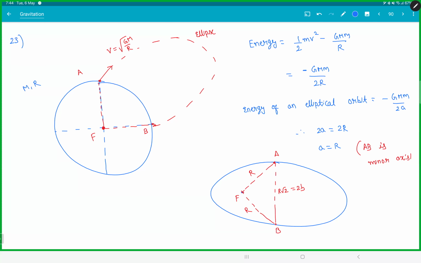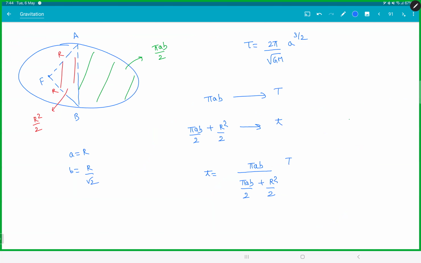Is this thing clear, everyone? So once you got the area, it is done. It is because the areal velocity is constant. The time period must be proportional to the amount of area. So from there, I can figure this out. If I substitute this, what do I get? Pi r square will go off. This will be pi by root 2 by (pi by 2 root 2 plus 1 by 2).